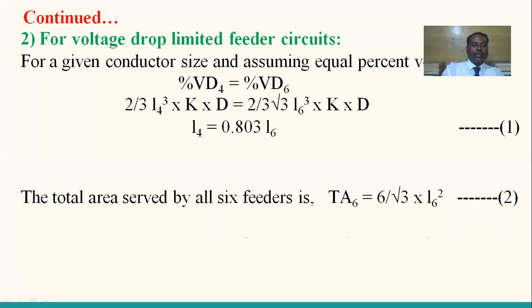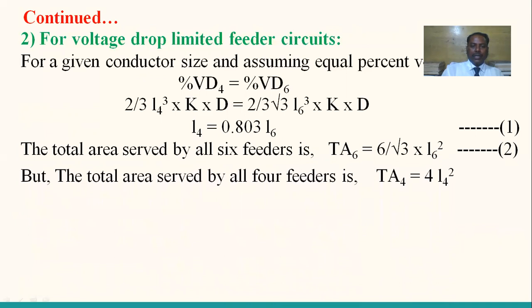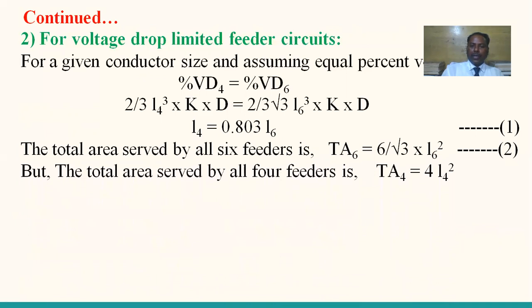The total area served by all 6 feeders, TA6, is equal to 6 by root 3 into L6 square. So here we are having the total area served by all 4 feeders, TA4, is equal to 4 into L4 square. So you can substitute one in another, which is equal to 4 into L4, having already L4 in equation number 1, which is the 0.803 L6. So substitute in the TA4, TA4 is equal to 4 into 0.803 whole square into L6 square.